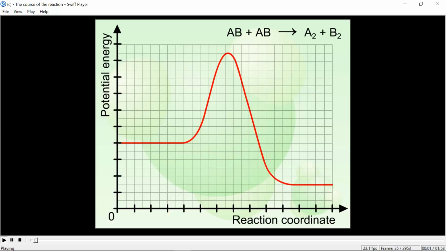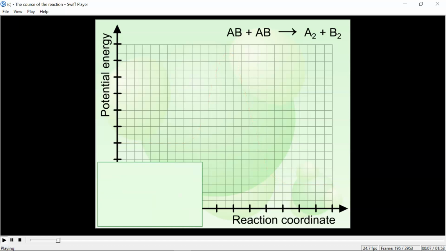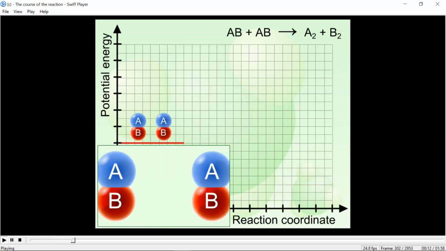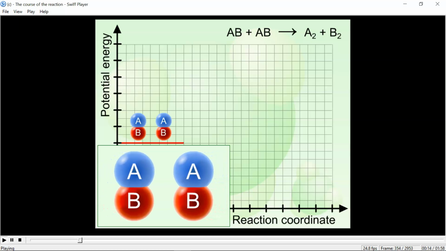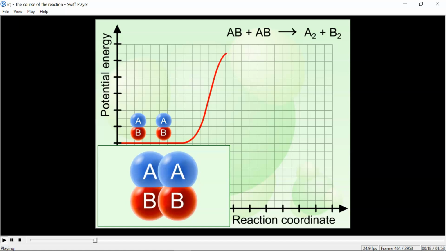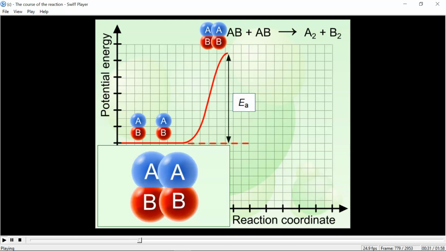Let's consider the reaction occurring between two AB molecules, forming products A2 and B2. For the reaction to occur, two molecules of AB must collide. As they approach each other, mutual repulsion causes them to slow down. The kinetic energy associated with their motion decreases and is converted into potential energy, which builds up until a maximum is reached when the activated complex is formed. Up until this moment, energy is consumed.